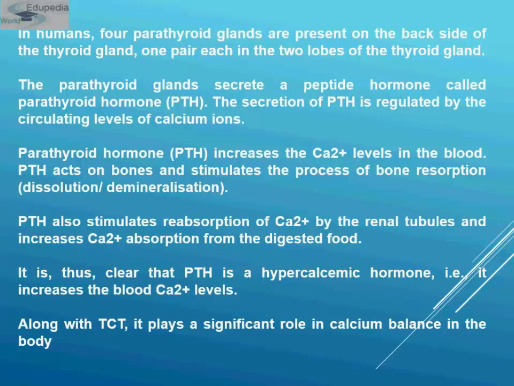That means the thyroid has two lobes, so two parathyroid glands will be located on either side of the thyroid gland. That means each lobe of the thyroid gland bears two parathyroid glands.